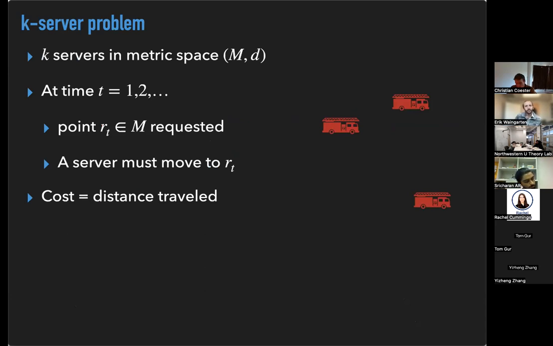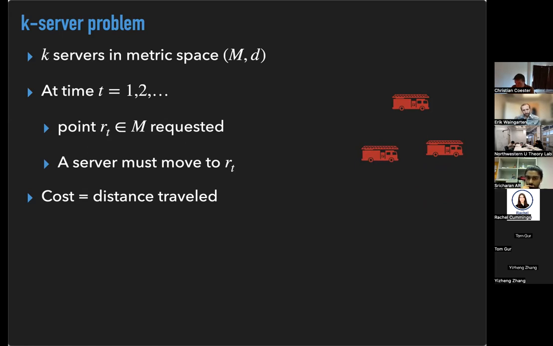In this problem, we are given a metric space, and there are K servers located in this metric space. Now at every time step, one point in the metric space is requested, and we have to serve this request by moving one of our K servers towards the request. So let's say there's a request here. Now we have to decide which of our, in this example, 3 servers do we move towards the request. And then another point is requested, and again, we have to decide which of our K servers do we move to the request. The goal of the algorithm is to select the servers such that the distance traveled by all the servers together is as small as possible.